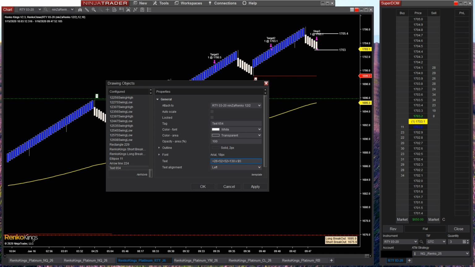And the Russell is $5 a tick, in case you don't know that. So 130 times 5 is 650. Nice trade.